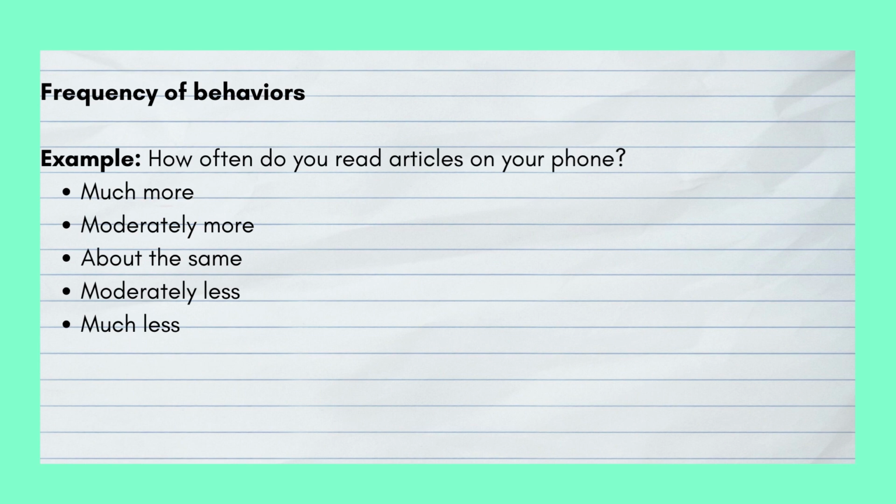In frequency of behavior. If you are looking for how often a consumer purchases a product, takes an action, or spends a certain amount of money, Likert scales can help uncover some of these behaviors. Example: how often do you read articles on your phone? Much more, moderately more, about the same, moderately less, or much less.